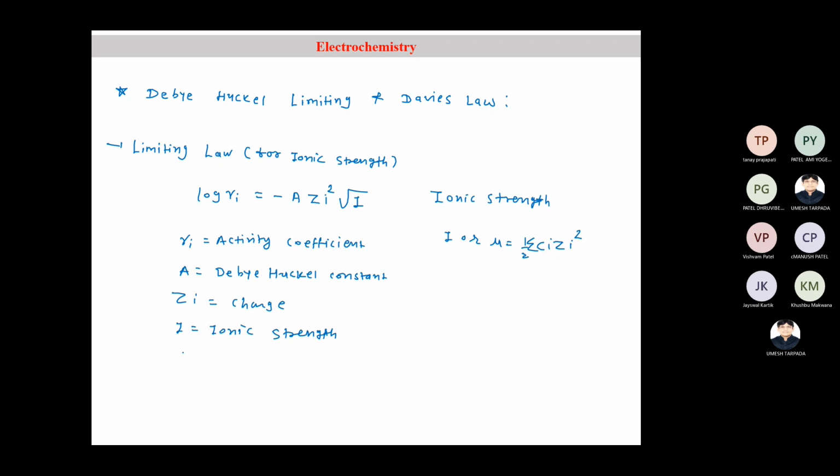This law is also written as log gamma plus or minus, that is activity coefficient, equal to minus A, where the value of A is given as 1.173, times mod Z plus Z minus, the product of the charges of cation and anion, into under root I.